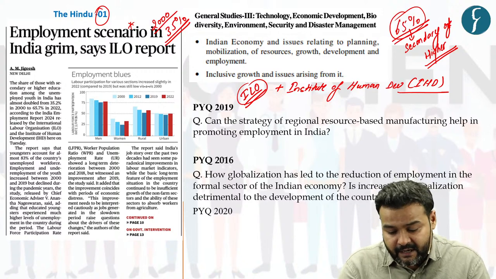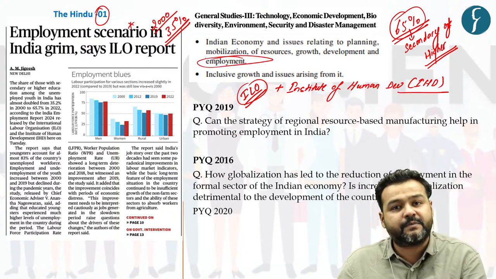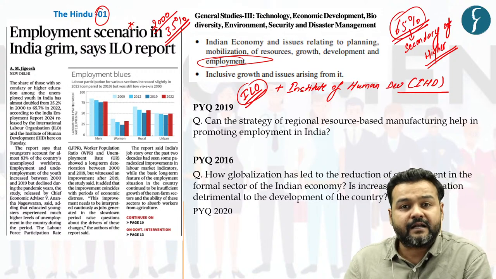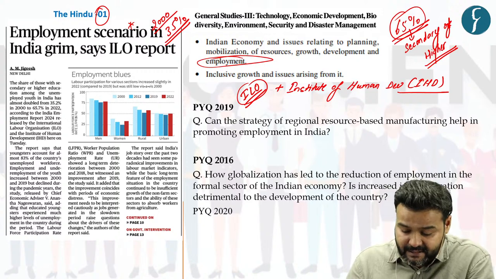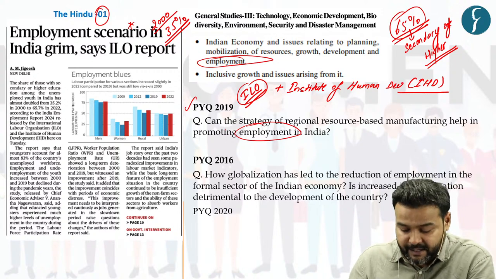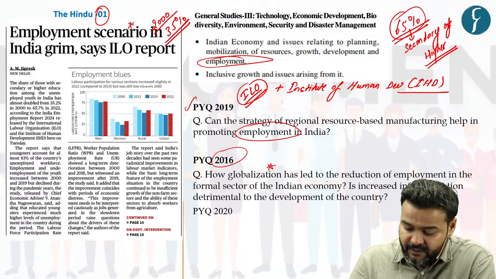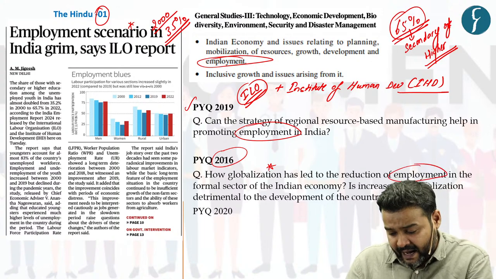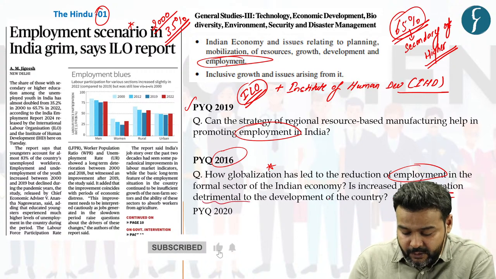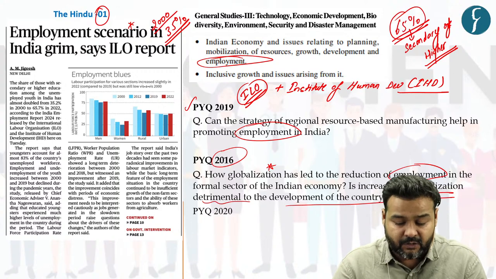But why have we taken this up? Because of the GS paper 3 syllabus, if you can see, employment has been mentioned. If you refer to mains questions, employment is a repetitive theme in the UPSC mains examination. As you can see, in 2019, they asked a question based on employment in India. Again, in 2016, they correlated globalization with employment and informalization, and how it is detrimental to the development of the country. So these are the questions that they have asked based on employment.